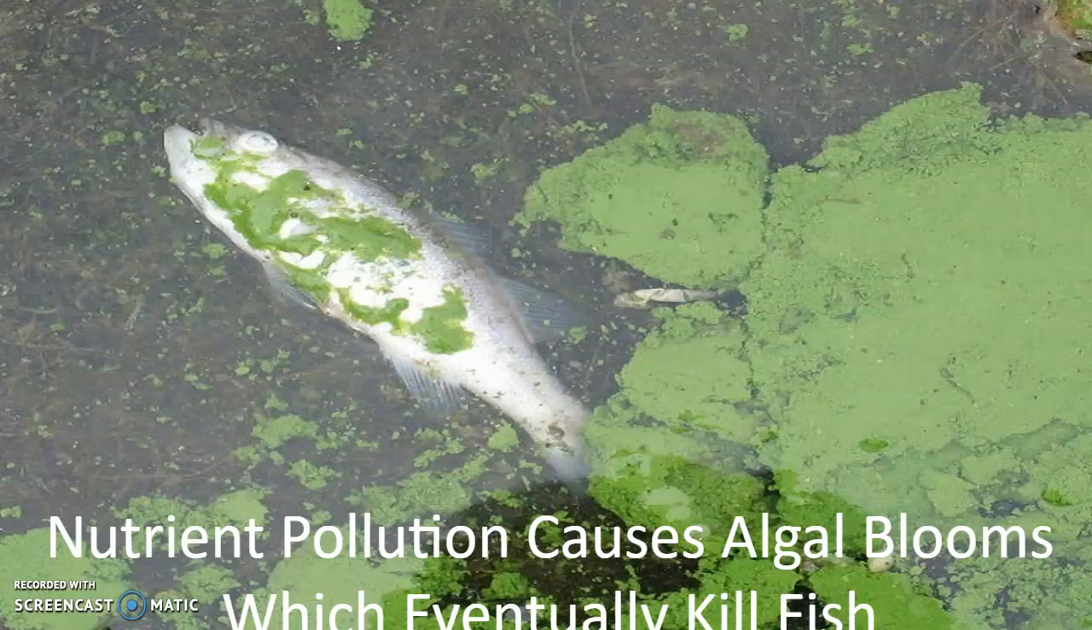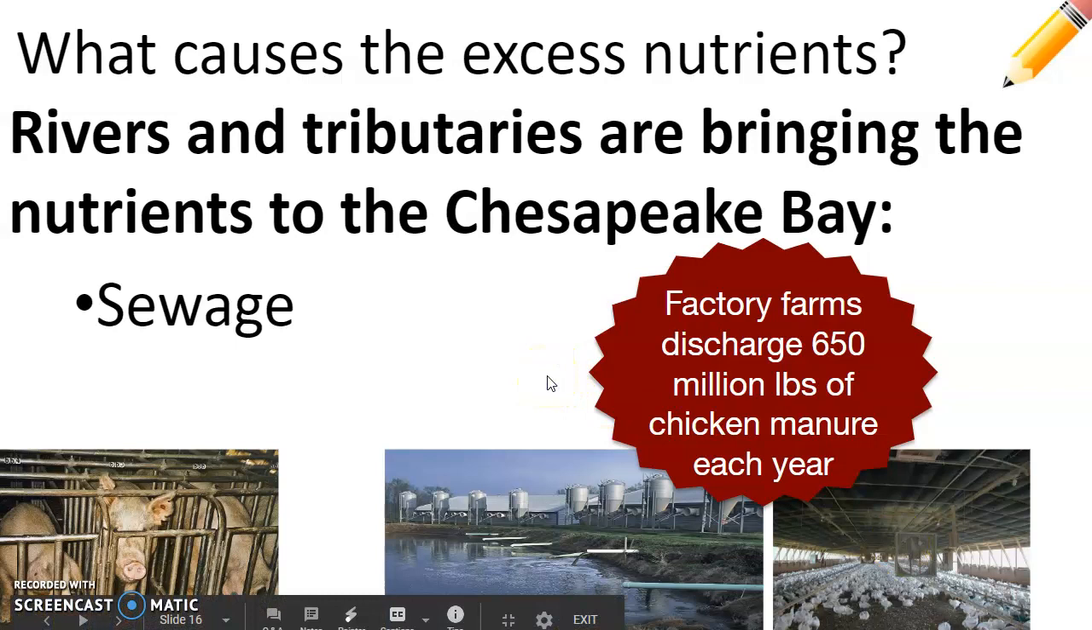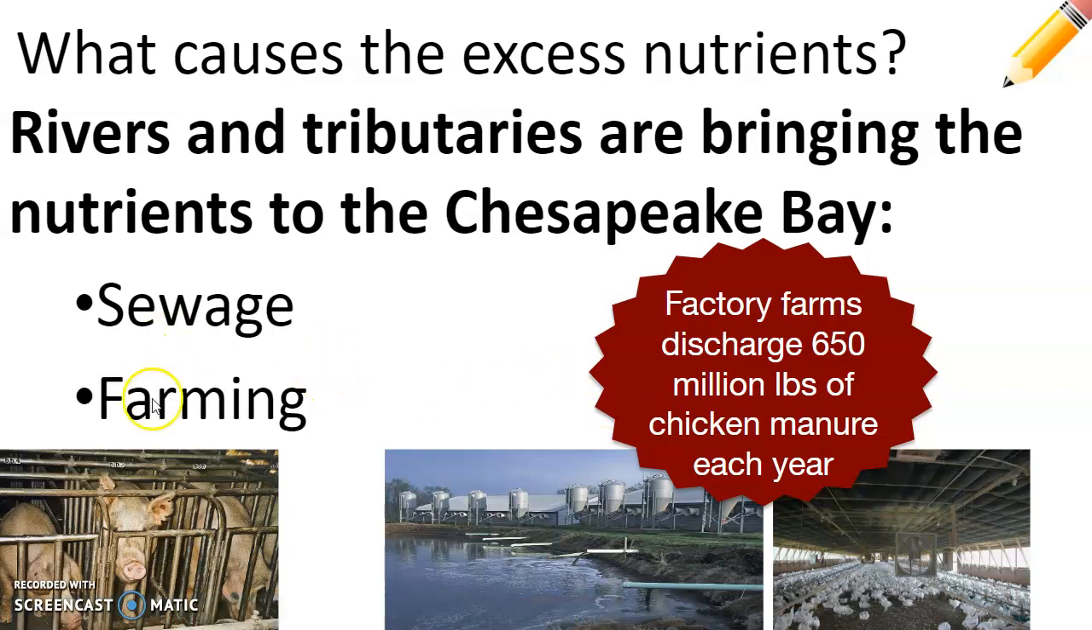Nutrient pollution caused these algae blooms, these little green things, and these green things actually suffocate the fish by depleting the oxygen in the water and then eventually kill the fish. So what causes the excess nutrients? Rivers and tributaries are bringing the nutrients to the Chesapeake Bay. Factory farms discharge 650 million pounds of chicken manure each year. That's really gross. This can also be caused by sewage that is drained into the bay.